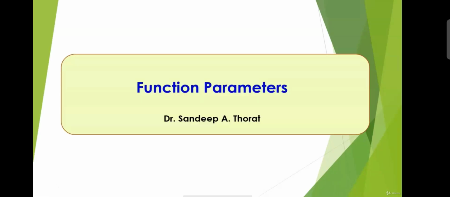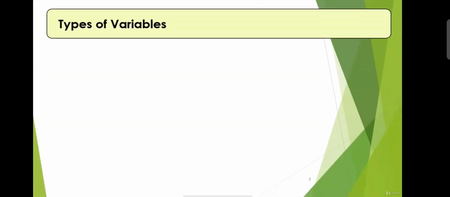In this session we are going to discuss function parameters in detail. There are two types of variables when we are using functions. The first one is a local variable and the second one is a global variable. Let's understand the meaning of each one of these in detail.